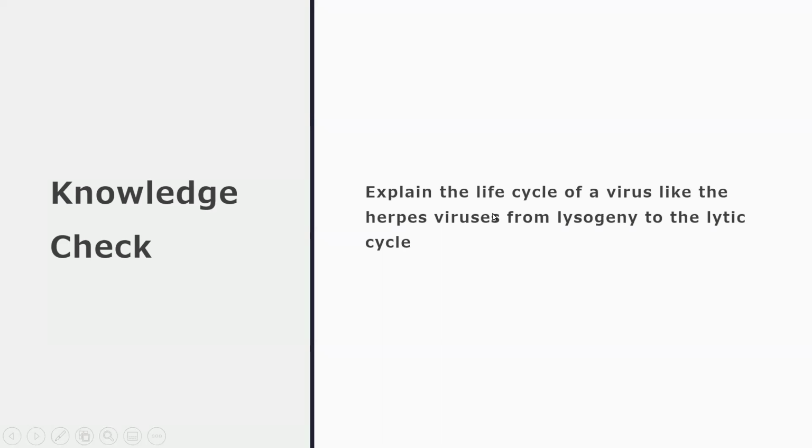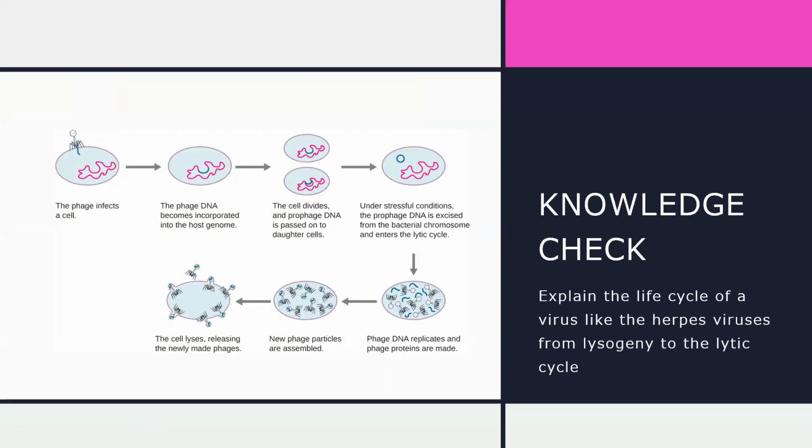So take a moment, explain the life cycle of a virus, like the herpes virus, from lysogeny to the lytic cycle. So hopefully you're able to go through this process. I'm not going to go all the way through it again, but it should include attachment, insertion of DNA into the genome, replication with the host, excising, and then explaining the lytic cycle, which would be assembly or replication of genome and proteins, assembly, and lysis.